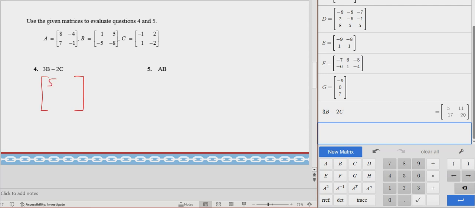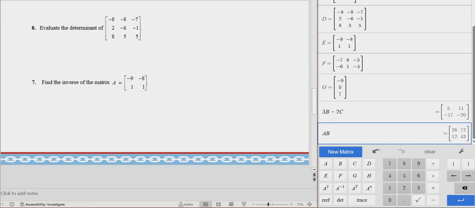5, 11, negative 17, negative 20. And then for number 5, A times B, I can just type in AB. Don't even need the multiplication sign in between. 28, 72, 12, and 43.